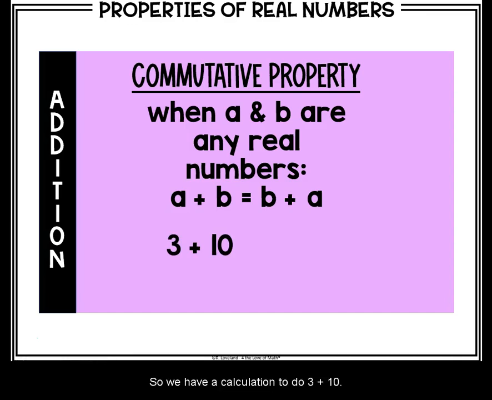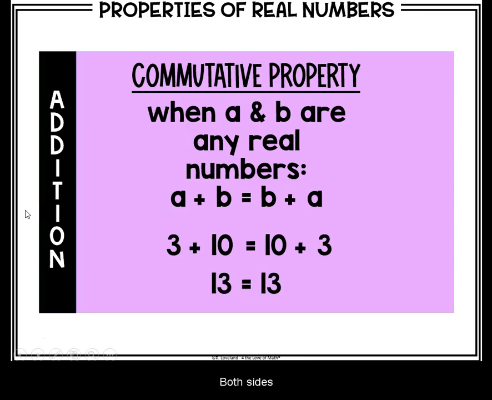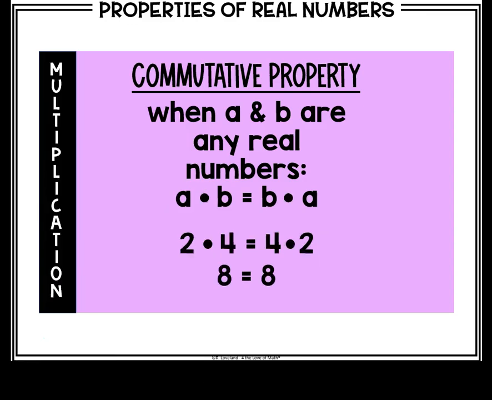So if we have a calculation to do, 3 plus 10, the commutative property tells us that 3 plus 10 is the same as 10 plus 3. We can swap the 10 and the 3, the position, and we'll still get the same answer. Both sides are equal to 13.